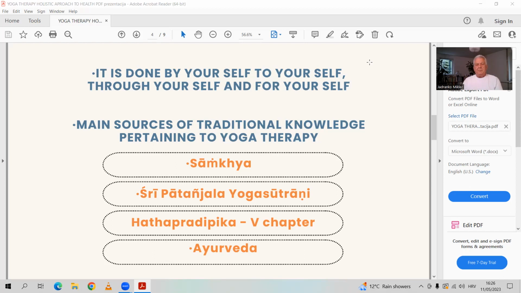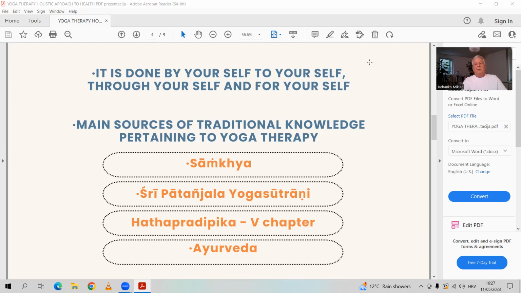Ayurveda is a separate chapter because sometimes, if you are working with a person and seeing the problem which the person has and the condition of the person, everything, then you are also using some knowledge from Ayurveda to give some advice to the person. Also knowledge from the perspective of Ayurveda in relation to the routine of the day and nutrition and seasonal routines and everything. So these are, we can say, the four main sources of the yoga therapy.